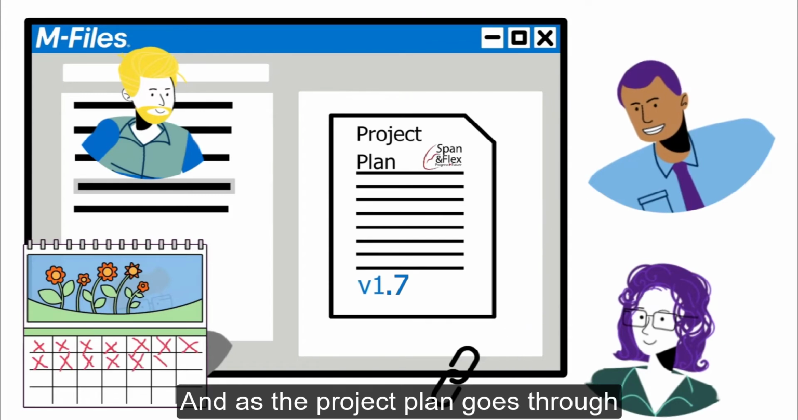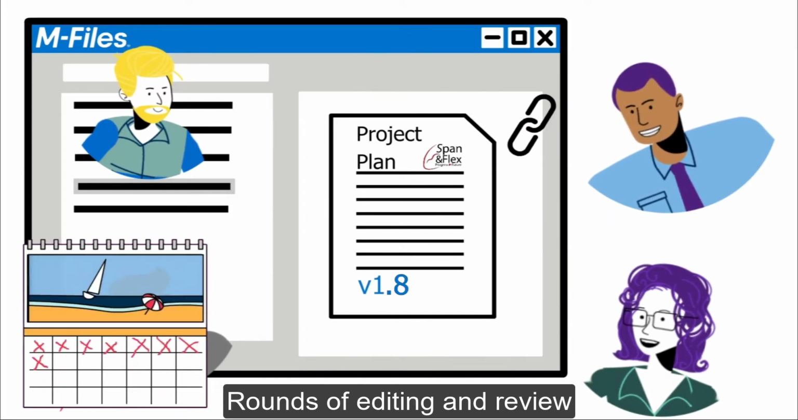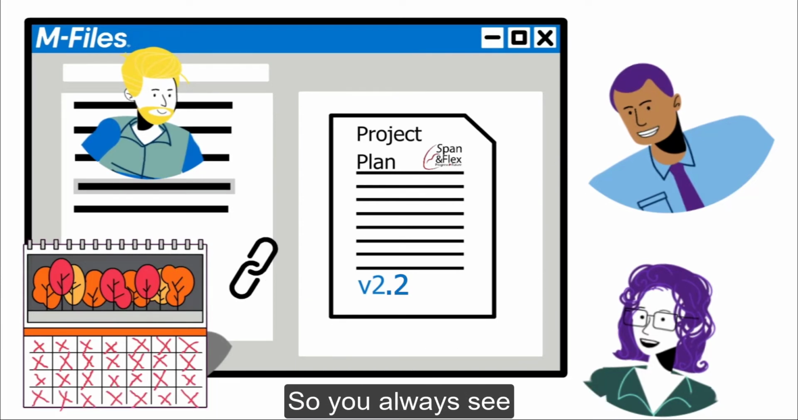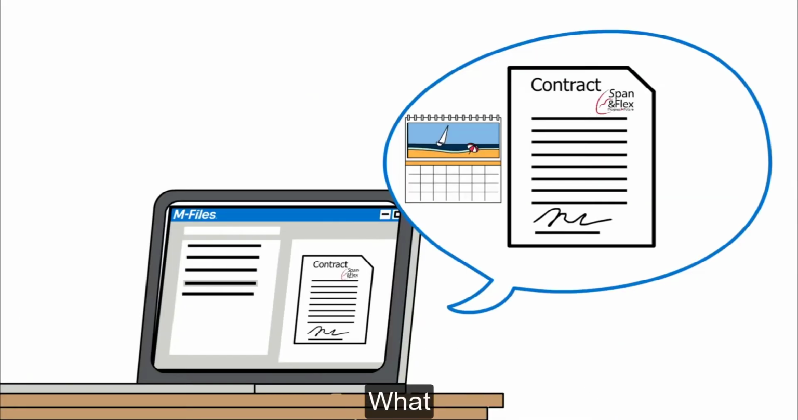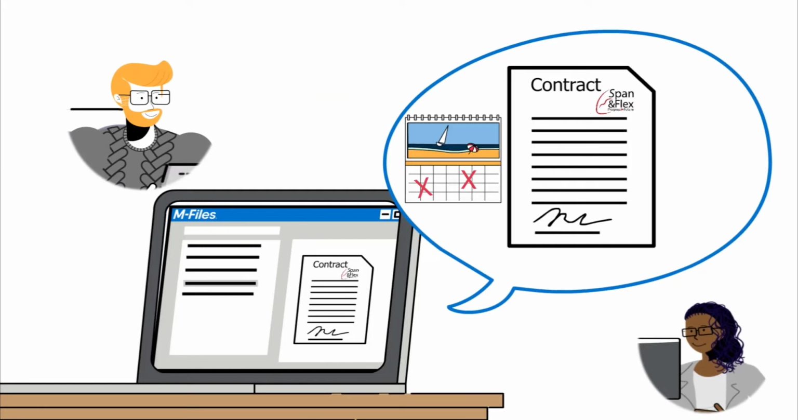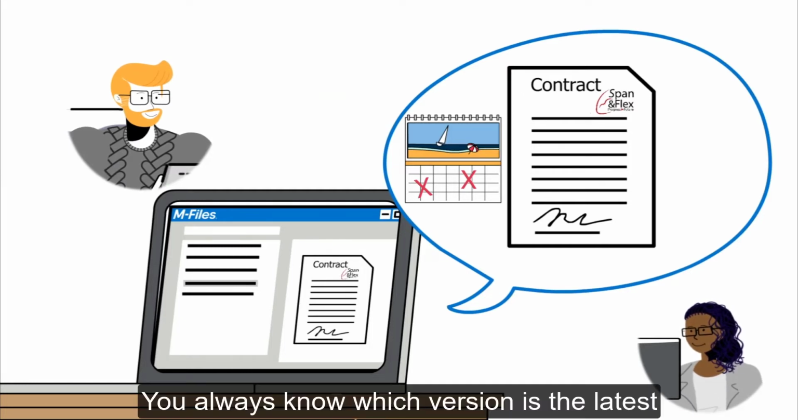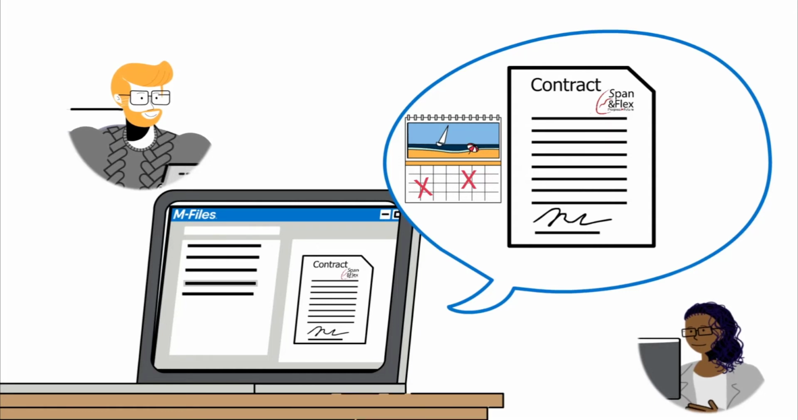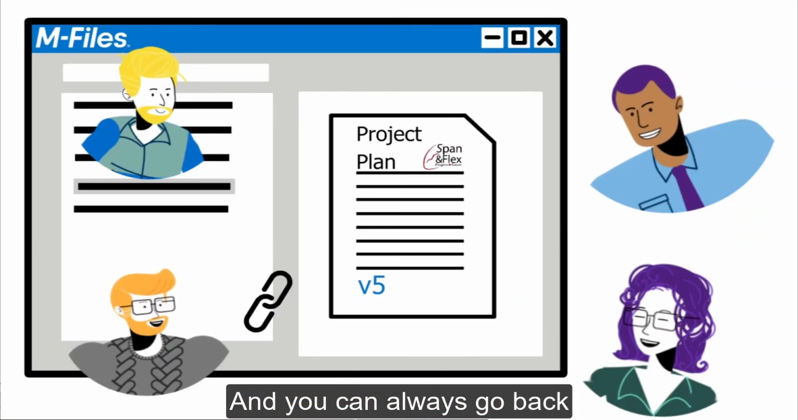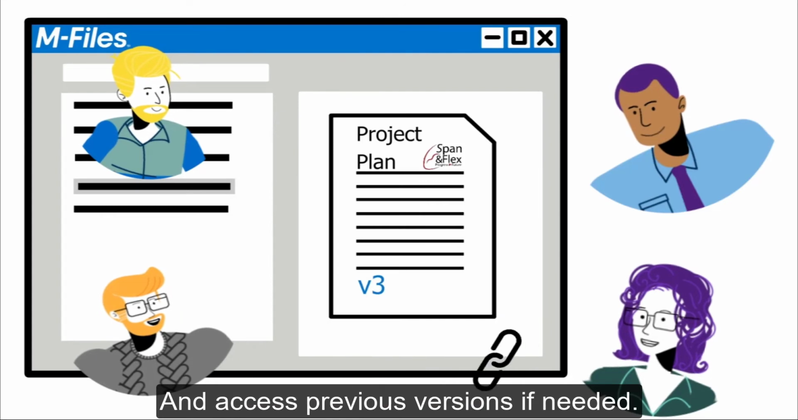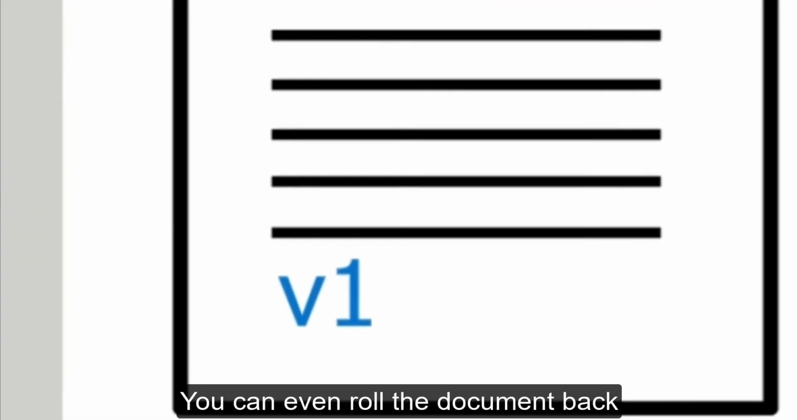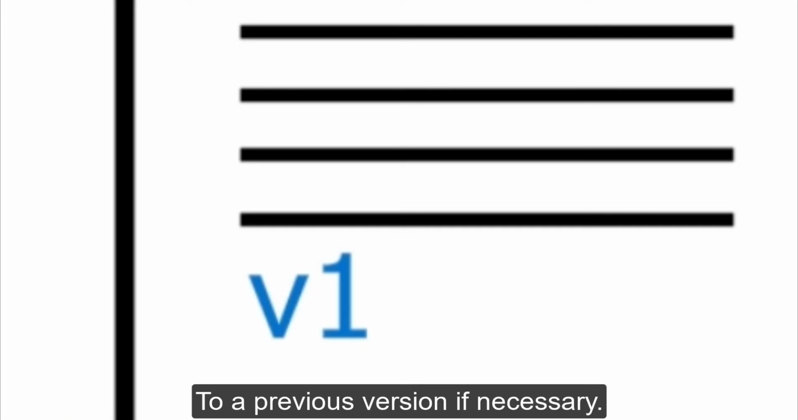And as the project plan goes through rounds of editing and review, M-Files maintains a version history, so you always see who has done what and when. You always know which version is the latest and most up to date. And you can always go back and access previous versions if needed. You can even roll the document back to a previous version if necessary.